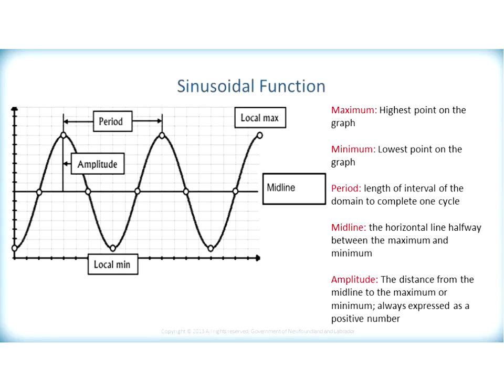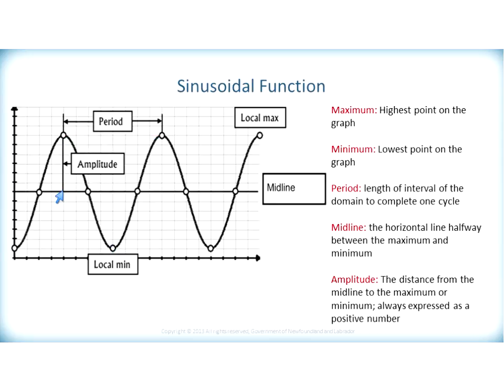Recall that for a sinusoidal function, we have the period, which is the length of the interval of the domain to complete one cycle. So here we have the distance from here to here, to go from maximum to maximum, or from minimum to minimum. It is also twice the distance from maximum to minimum. So if you could determine the max to min, the period would be twice that.